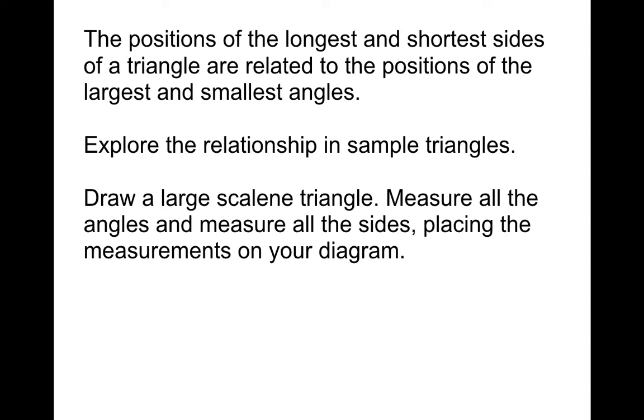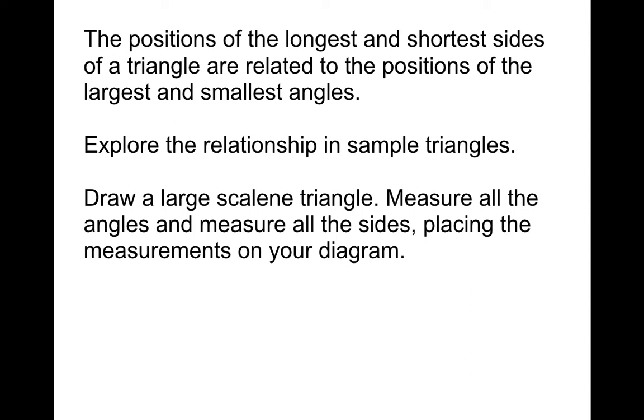So I need you to try this in at least one triangle. Draw a large scalene triangle. Remember, scalene means no sides congruent. So try and make it a random type of triangle. It doesn't matter if it's acute, right, or obtuse, but try and make all the sides a different length. Take time to do that, and then it says measure all the angles, measure all the sides, put your measurements right on the diagram, on the sides and in the angles so you know where they really are. So pause and do the investigation.